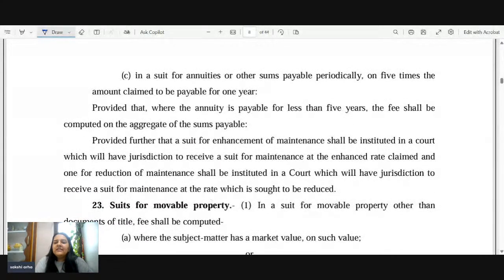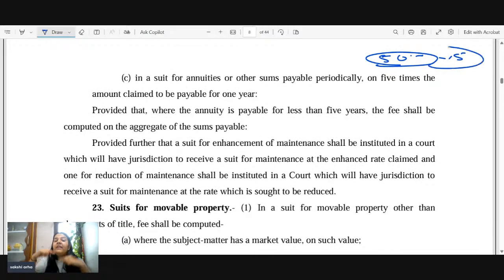इन अ सूट फॉर एन्युइटीज ऑन 5 times द अमाउंट क्लेम्ड टू बी पेबल फॉर 1 year. अगर आप एन्युइटीज के लिए या अदर सम्स के लिए, जो पीरियोडिकली पेबल होते हैं, एन्युइटीज मीन्स कुछ इनकम आपकी एनुअली हो रही है, दैट इज एन्युइटीज. या फिर कुछ पीरियोडिकली हो रही है, लाइक हर 1 month 2 month, एवरी मंथ यू आर गेटिंग अ पर्टिकुलर अमाउंट, ऑन दैट thing, okay, how you will pay the fee. So it will be payable on 5 times the amount claimed to be payable for 1 year. So if suppose 1 year के लिए आप amount pay कर रहे हो 5,000 rupees, so they will calculate your fee on 5 times of 5,000. That means 25,000 पे आपकी fees calculable होगी.